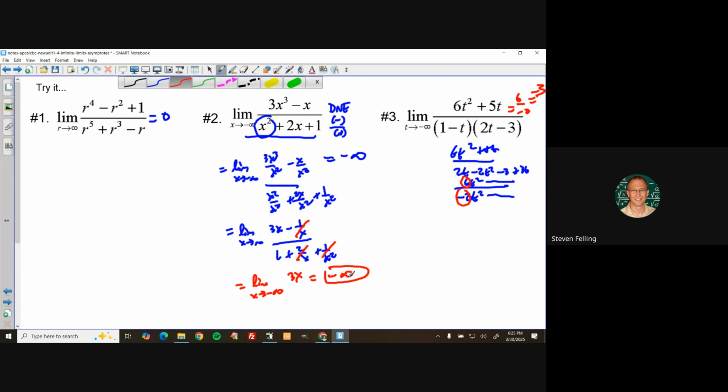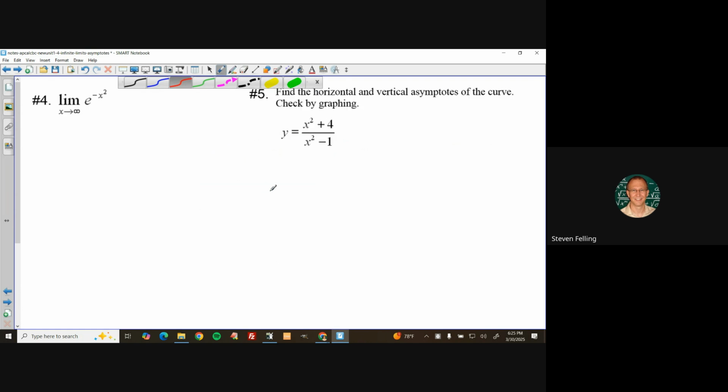That's a whole lot more work than just noting, hey, this is larger than this, therefore it's going to infinity. And this is what they would expect. They wouldn't expect you to do this. Okay, what about this one?